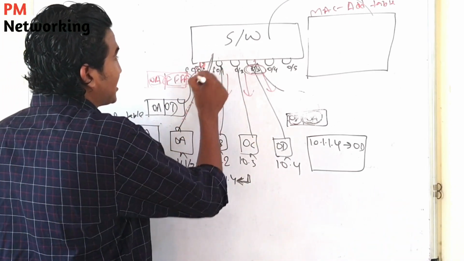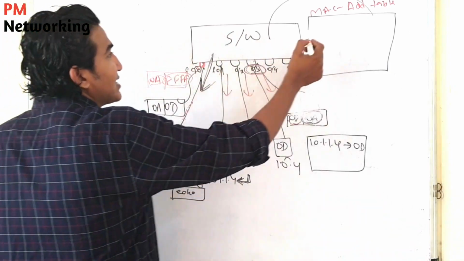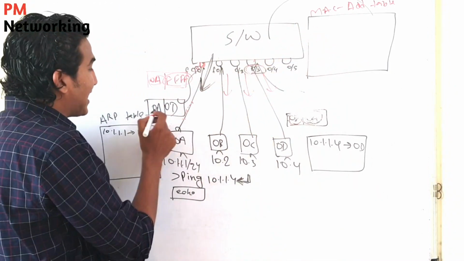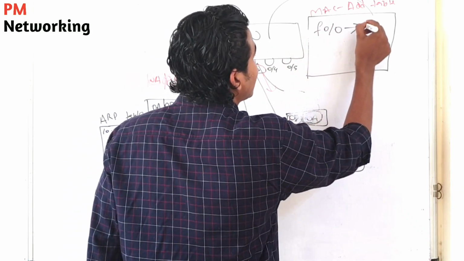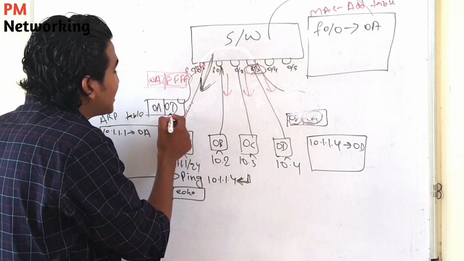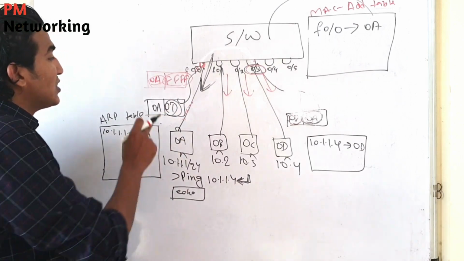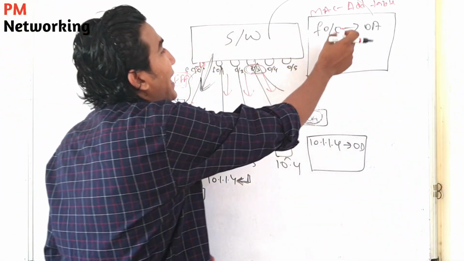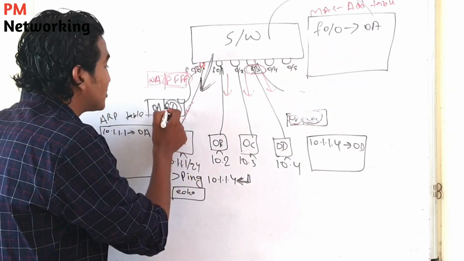Now this traffic is received by the switch at 0/0. Now what will the switch do? The switch will make an entry in its MAC address table that on my interface Fast Ethernet 0/0 a device is connected whose MAC address is 0A. Now the switch will check the destination MAC address. The destination MAC address is 0D. Then the switch will look up its MAC address table and will not find any entry for 0D.